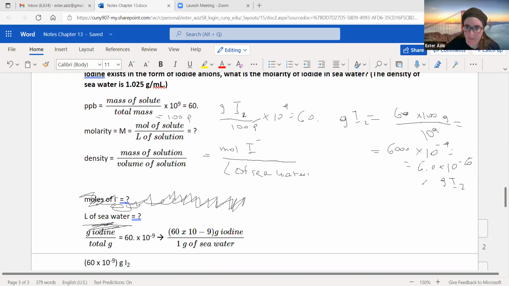So we have this many grams of iodine here, 6.0 times 10 to the negative 6 grams, multiplied by the molar mass. So 1 mole over, what's the molar mass for I2, for iodine? If you look at the periodic table for iodine, it's 126.9. If you multiply that by 2, okay.